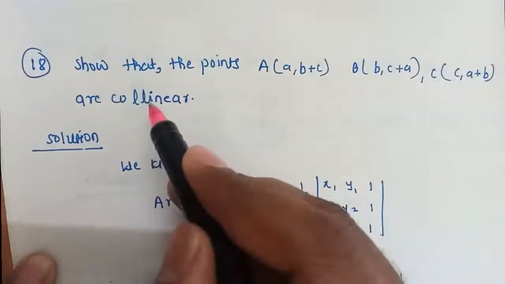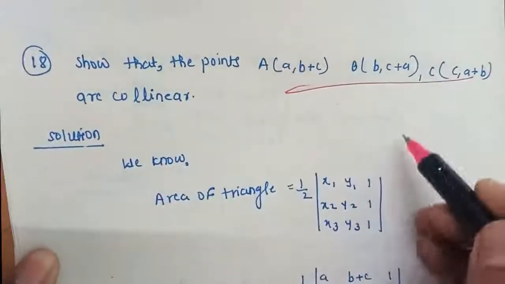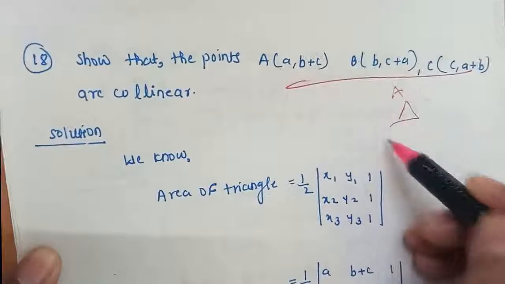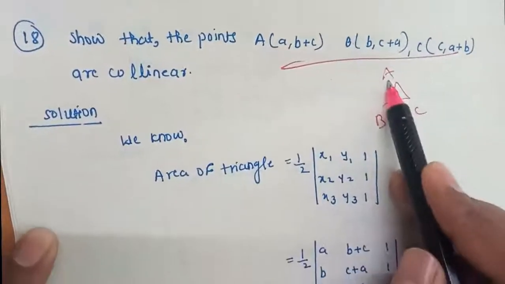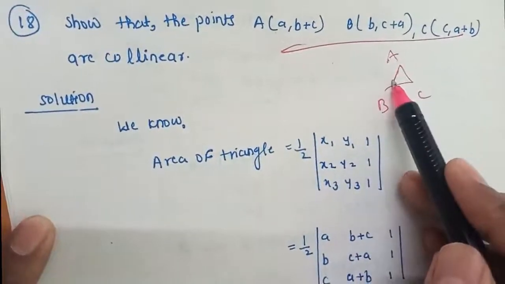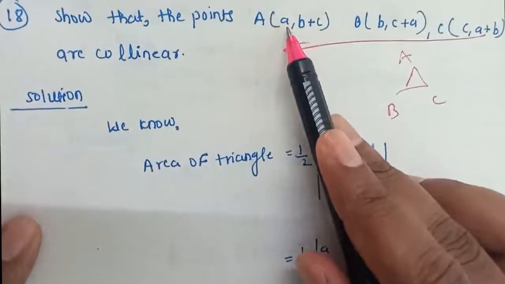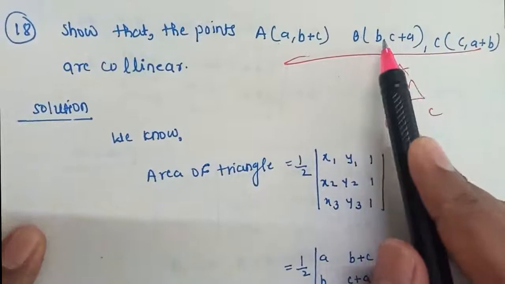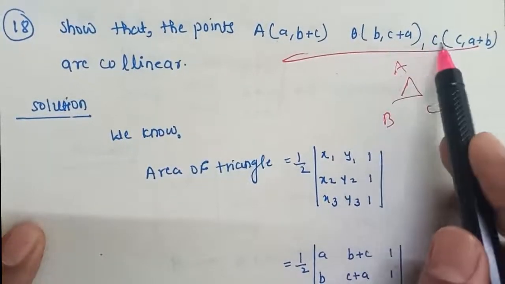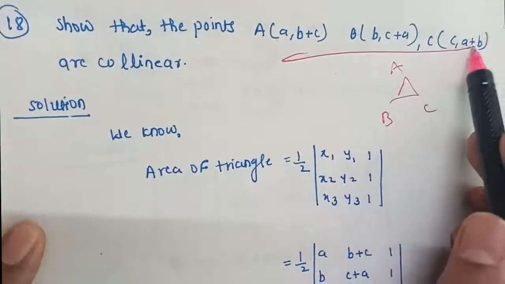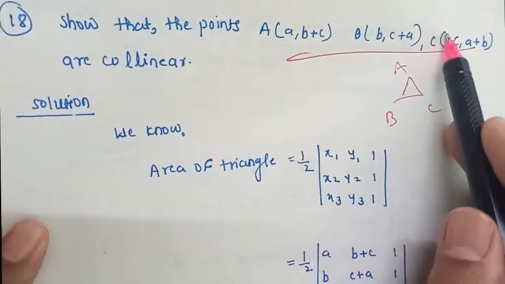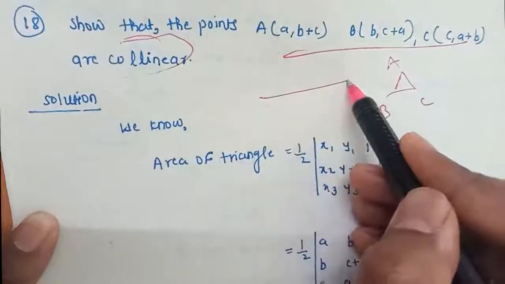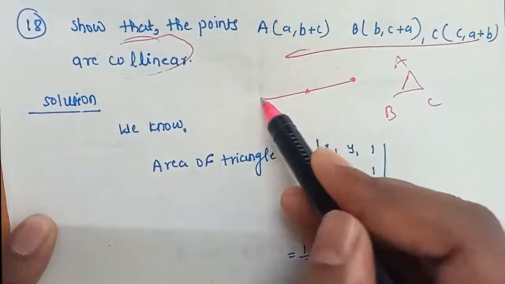They have given 3 coordinates of a triangle: A coordinates, B coordinates, and C coordinates. Suppose this is A, this is B, this is C. Since a triangle is a 2D figure, we have 2 coordinates. Point A is (a, b plus c) is the first coordinate. Point B is (b, c plus a) is the second coordinate. Point C is (c, a plus b). These are the 3 coordinates that are given. And we have to show that these points are collinear. Remember, collinear means these points lie on the same line.